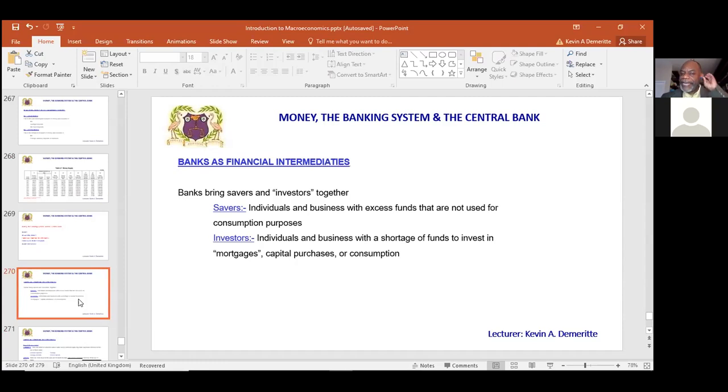All right, so individuals and businesses with excess funds that are not used for consumption purposes, we call these people savers. On the other hand, investors, and investors are not just businesses, could be individuals as well. Investors, individuals and businesses who need money. They have a shortage of funds to invest, whether you're talking in mortgages, cars, capital purchases, or other consumption items. Right?